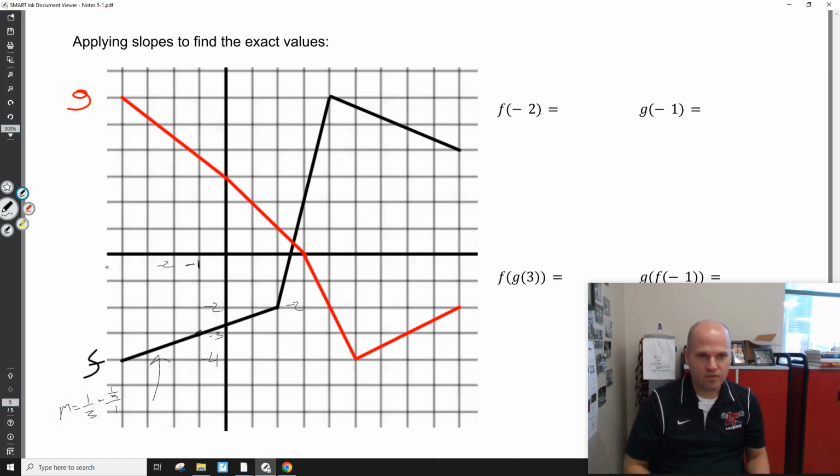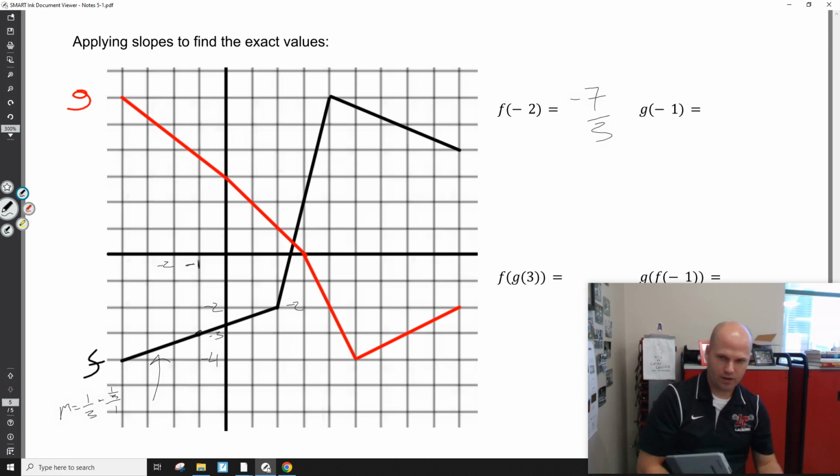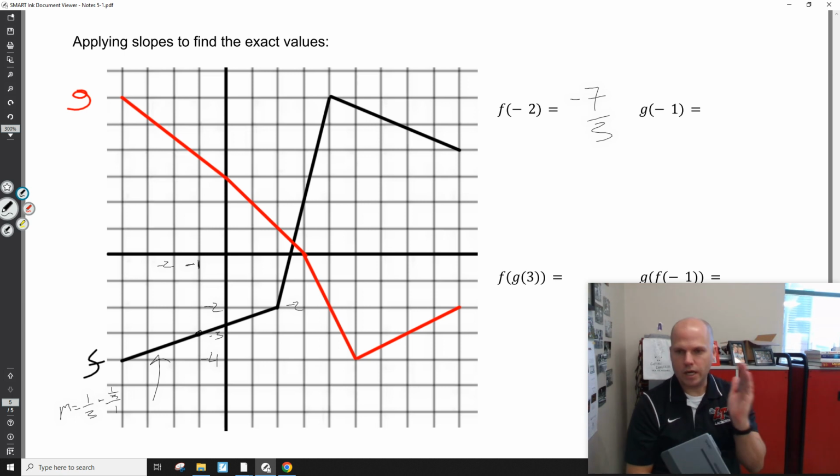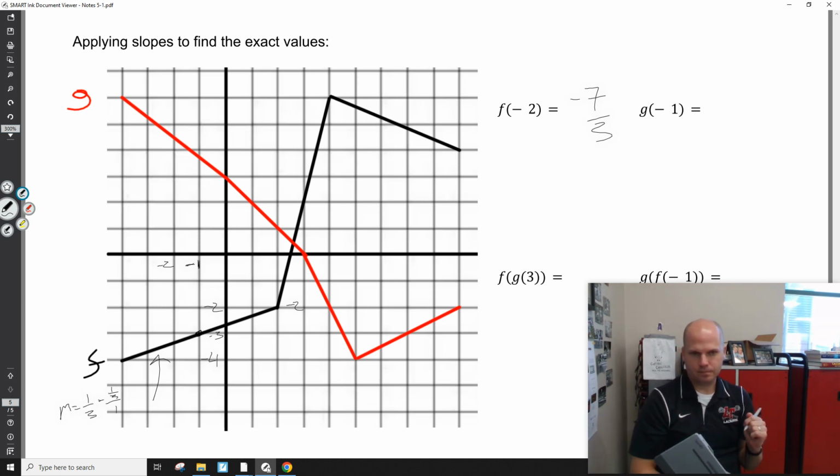What is f of negative 2? Well, I start at negative 4. I go up a third over 1. I'm at negative 3 and 2/3. I go up a third over 1. I'm at negative 3 and a third. That's negative 7/3. We're expecting you to be able to get that value by applying a slope one x value at a time. Okay? Let's do that again.